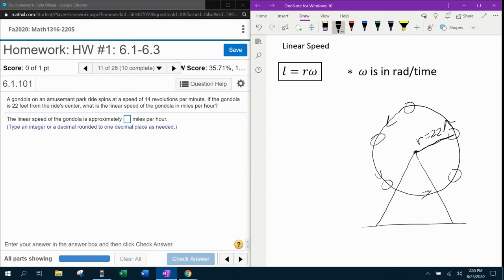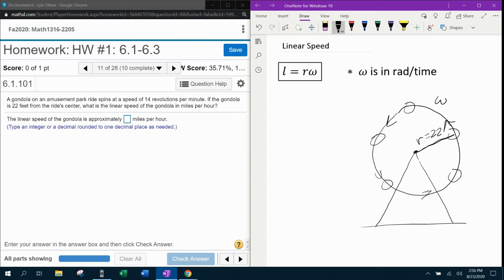We know that this ride spins at a speed of 14 revolutions per minute. So if you're in one of these baskets or gondolas, you're going to go around this circle 14 times every minute. That is what we call angular speed. So in the formula, if you notice something that looks like a W, that is actually omega, lowercase omega, and that is your angular speed.